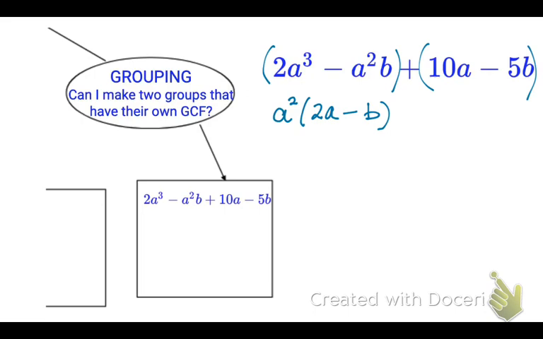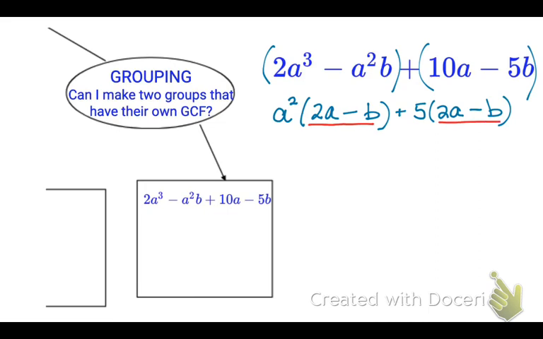And then I need to look at the second set. So 10a minus 5b, the GCF between those is just the number 5. There's no variables in common. So 10a divided by 5 is 2a, and 5b divided by 5 is b. So what we see is, and this is the entire goal of factoring by grouping, that the term in parentheses should be the same.